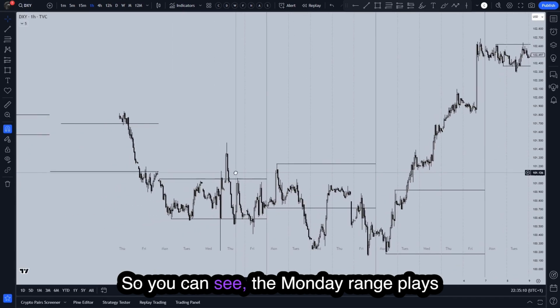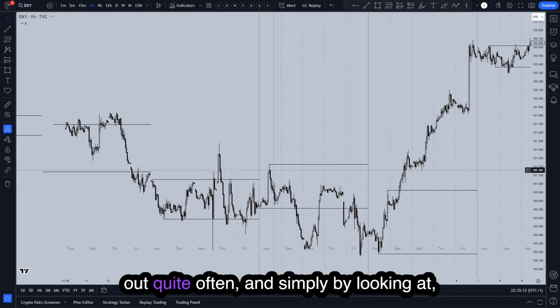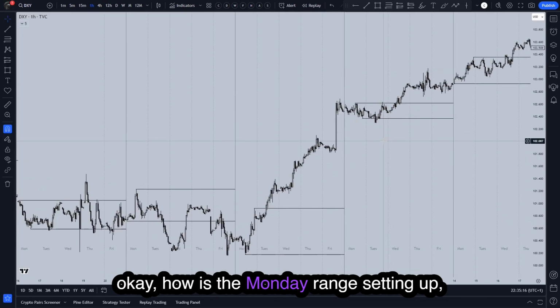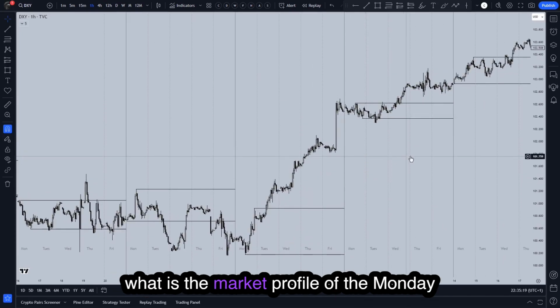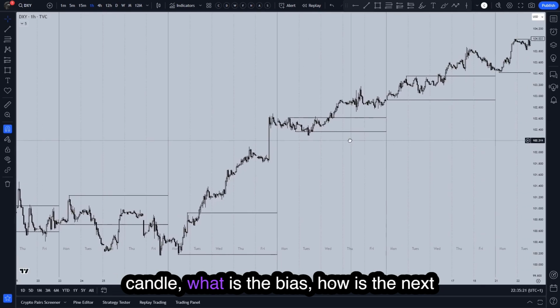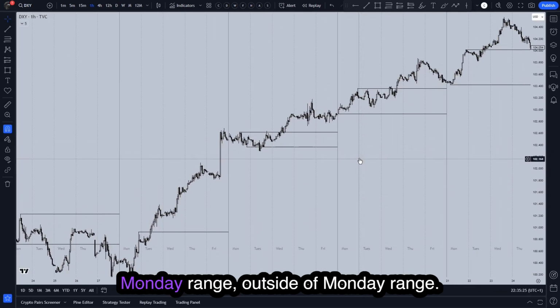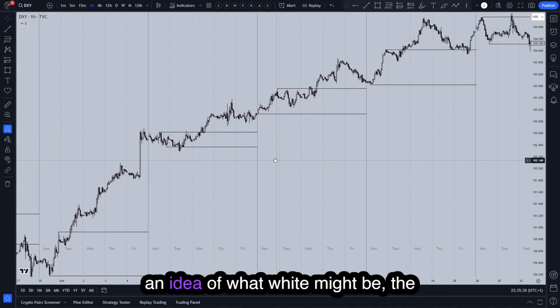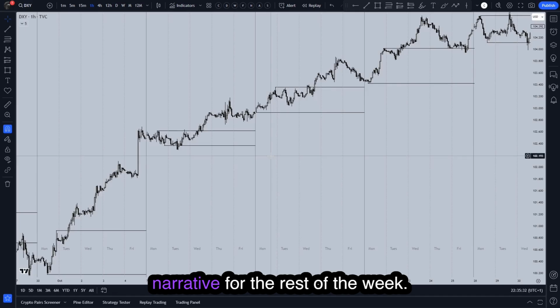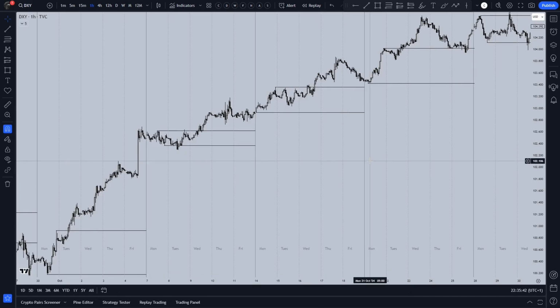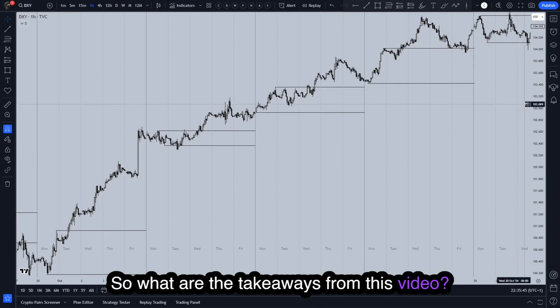So you can see the Monday range plays out quite often, and simply by looking at, okay, how is the Monday range setting up? What is the market profile of the Monday candle? What is the bias, how is the next candle closing, are we closing inside of Monday range, outside of Monday range. It's a simple framework to give you an idea of what might be the narrative for the rest of the week. So what are the takeaways from this video?